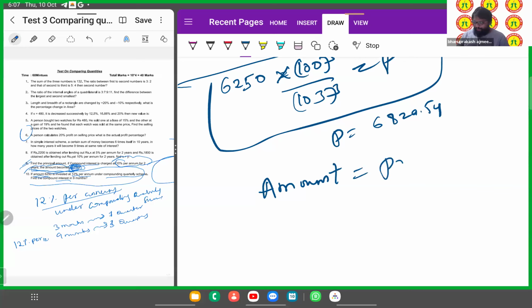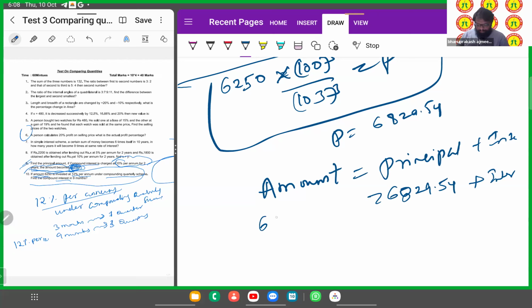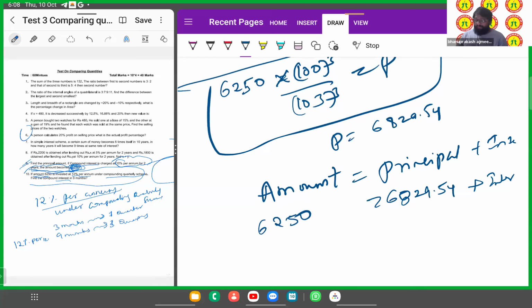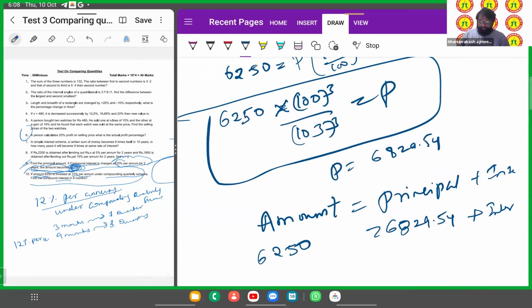So amount is equal to principal plus interest. So this is 6829.54 plus interest, and amount is 6250. So no, how could it be? Just check how much you are getting. 6250 into 100 cube.